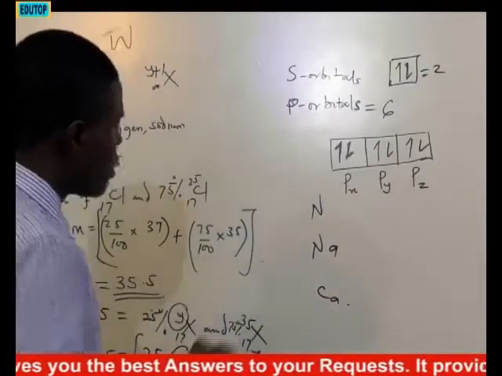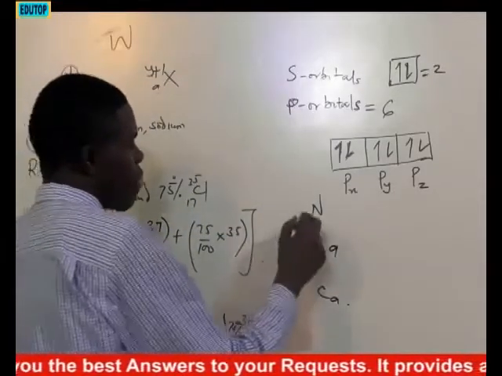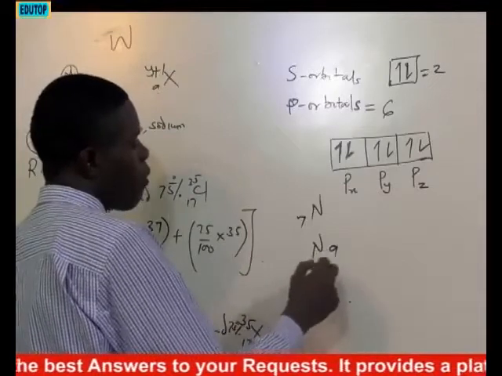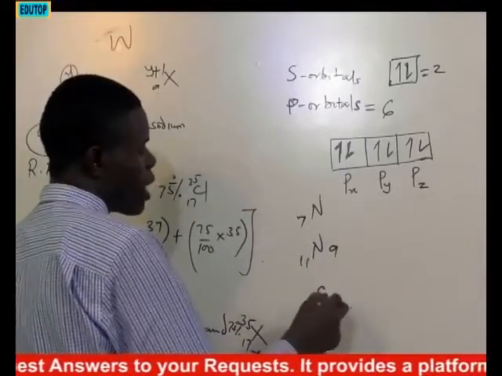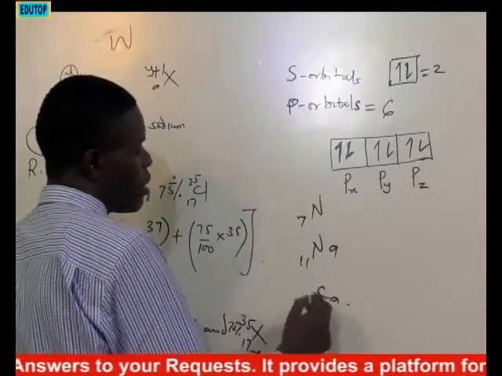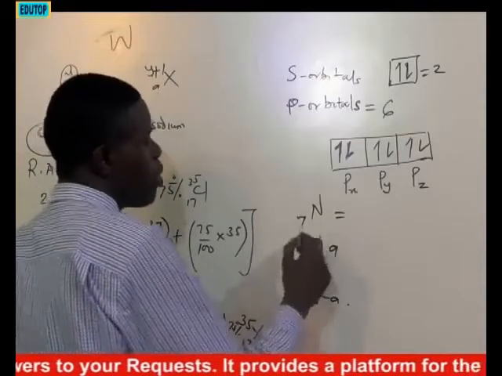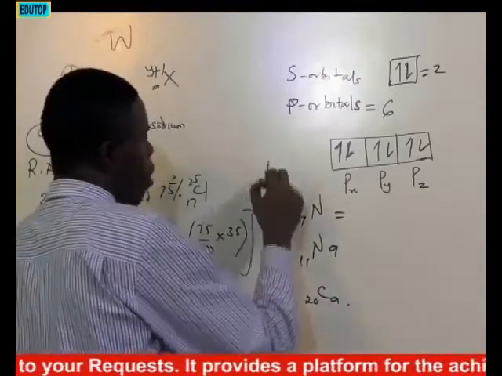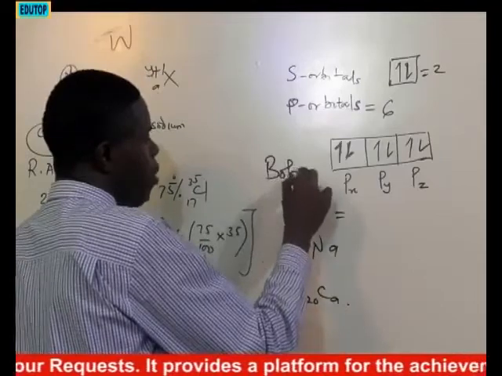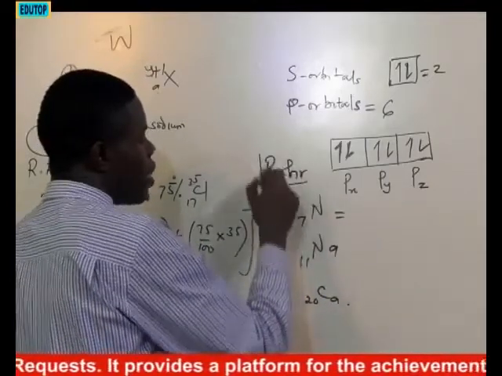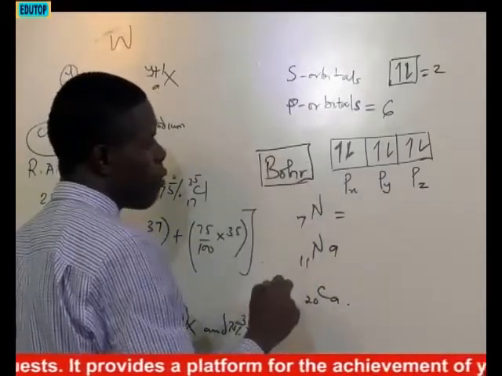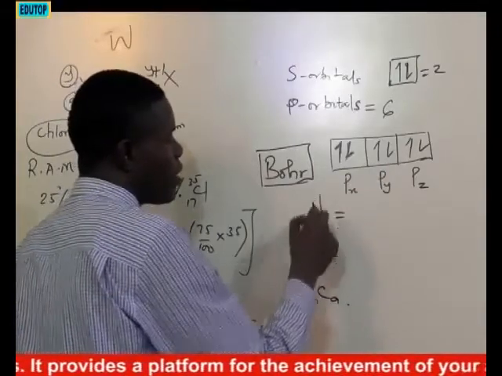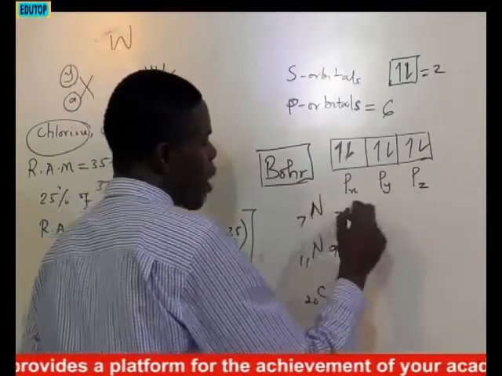In this situation, what is the atomic number of nitrogen? 7. What is the atomic number of sodium? 11. What is the atomic number of calcium? 20. So by the Bohr model, we know it is a shell arrangement of an element. So in this situation, by the Bohr model, we're going to have what?